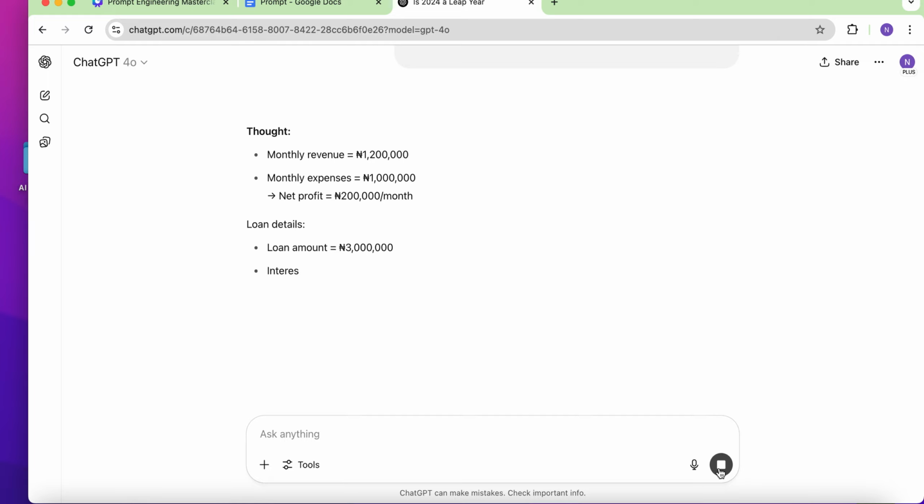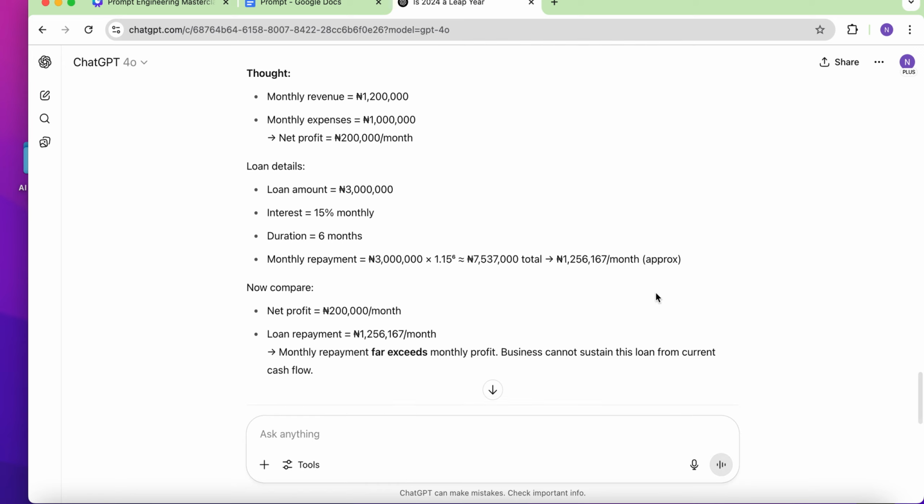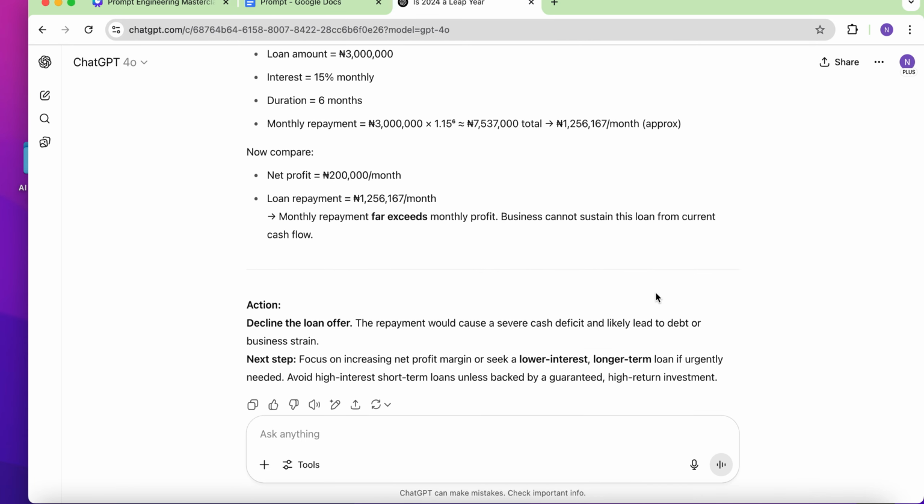So it's breaking down the things. It didn't just come out to say, oh yes, do this, or oh no, don't do that. Monthly revenue 1.2 million, monthly expenses 1 million, net profit 200,000 naira per month. Now compare net profit, loan repayment. Action: decline the offer. The repayment would cause a severe cash deficit and likely lead to debt or business strain. So it has given us the action and it has told us what to focus on. Focus on increasing net profit margin if urgently needed.